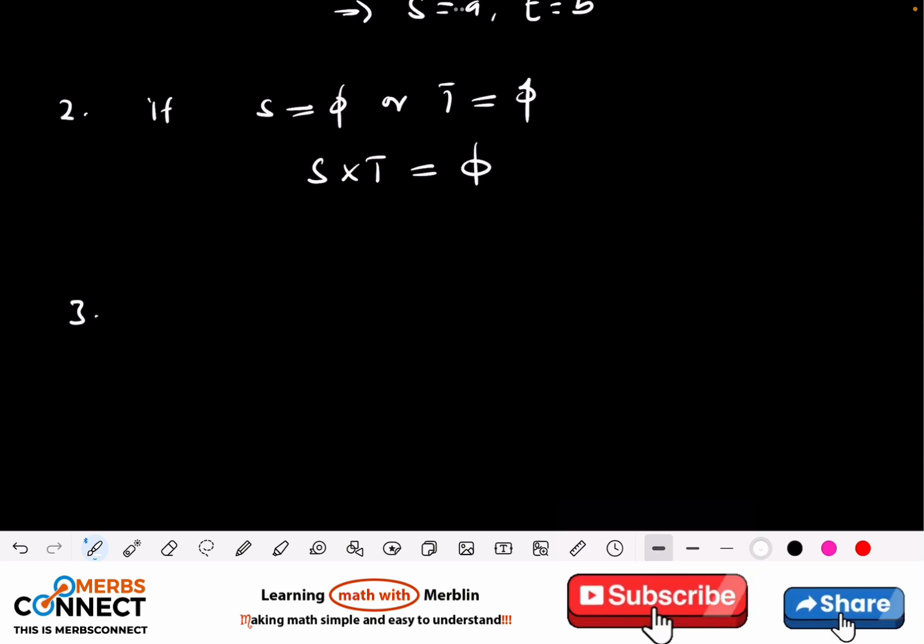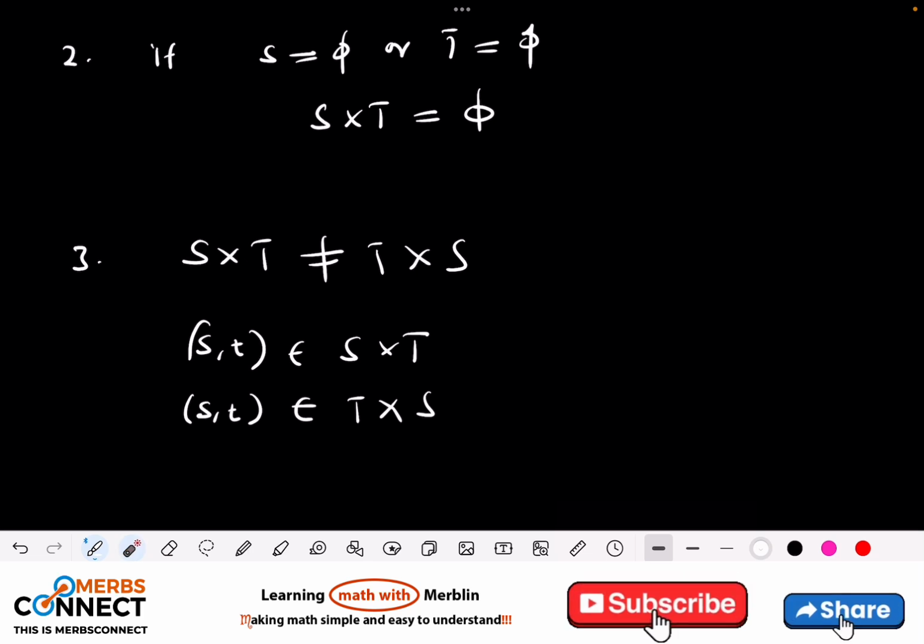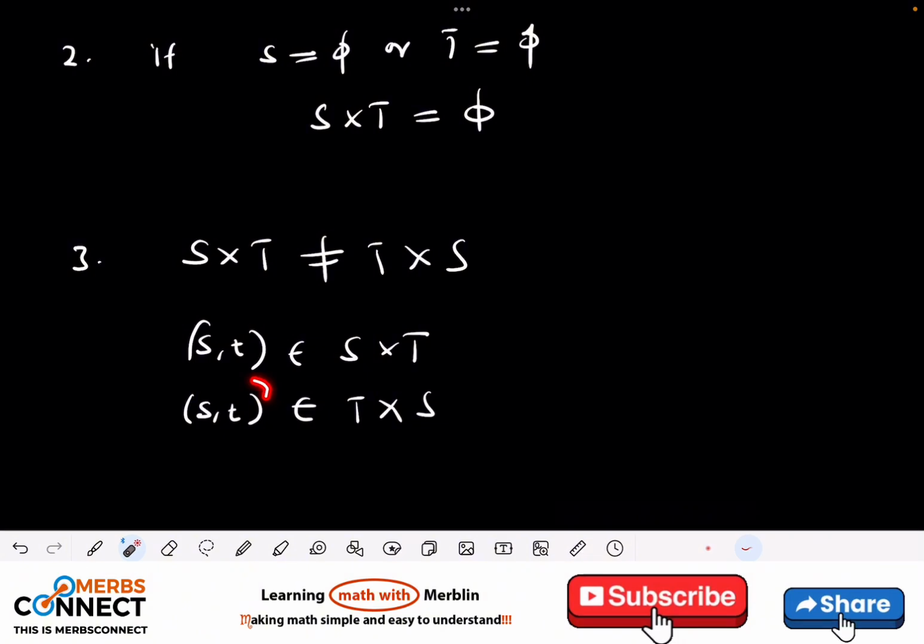Another thing we need to look at is that because this goes with ordered pairs, S cross T is never the same as T cross S. If I have (s, t) belonging to S cross T, and then (t, s) belonging to T cross S, we can see that they are not the same, because the idea is that we are looking at the ordered pair. So these are not the same.